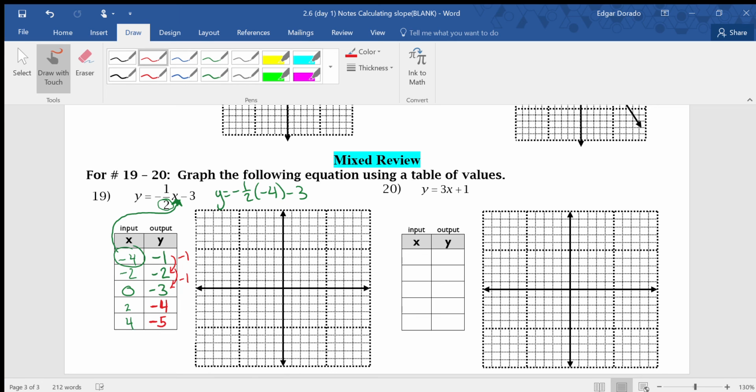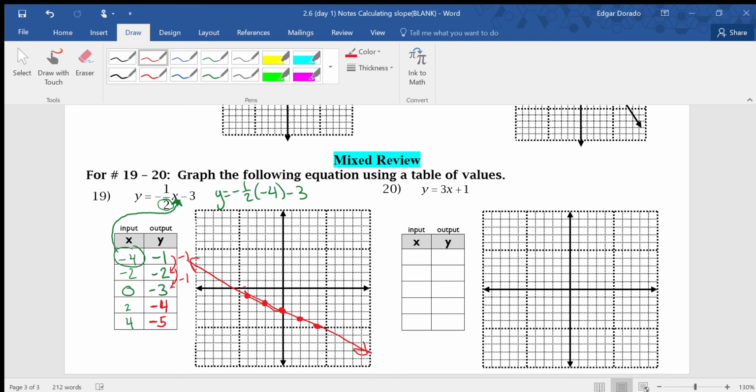So let's go ahead and actually graph these points. -4, -1, right down here. -2, -2, so -2, -2 is right here. 0, comma, -3, 2, comma, -4, and 4, comma, -5. So let's go ahead and see if we can draw a straight line through there. All right, I drew it in 2 strokes because it's kind of hard to draw on this laptop. Oh yeah, that just made it worse. So just go ahead and try your best, guys.